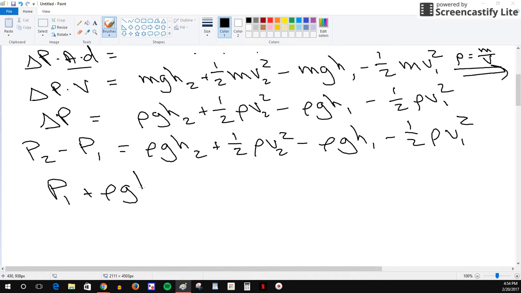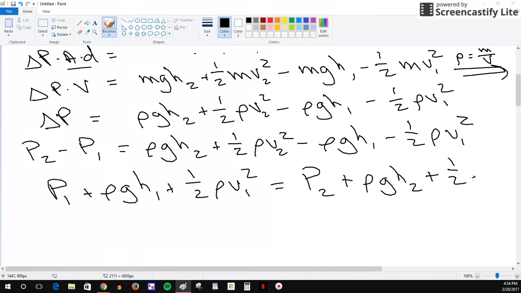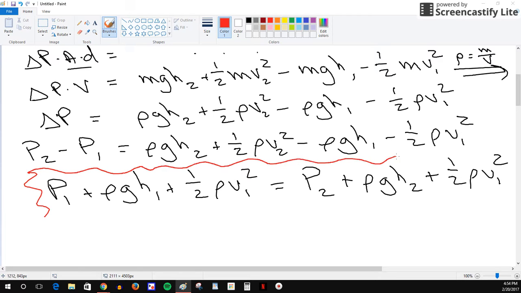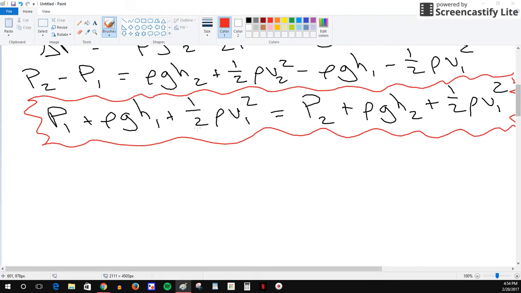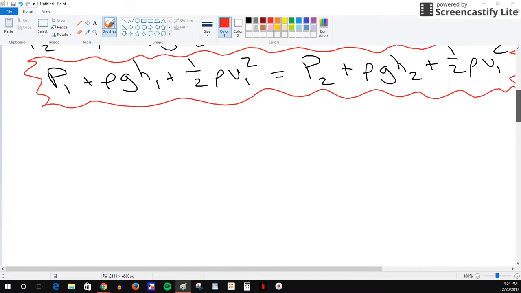P1 plus rho g h1 plus 1/2 rho v1 squared, right? So this is all my initial terms, is equal to P2 plus rho g h2 plus 1/2 rho v2 squared. And there you have it. This is the definition of Bernoulli's equation, which relates the velocity of a fluid, its pressures, and the height at which it sits. And of course, that's presupposing that you know the density of the fluid and the acceleration due to gravity. And once you know a sufficient number of these terms, you could solve for all the rest.